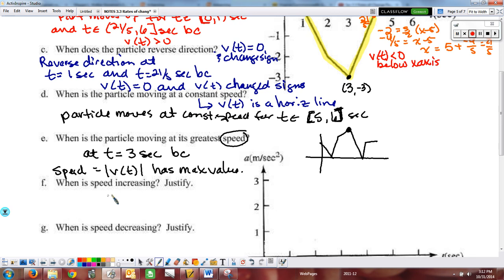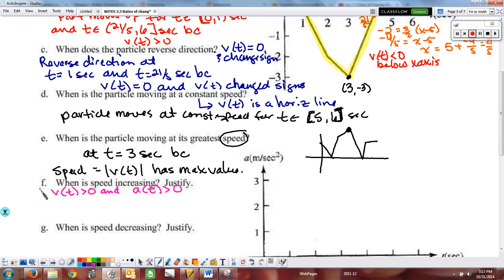All right, now when is speed increasing? All right, now here's our justification. You could look at the speed graph. Okay, here we go. I can see where I'm increasing in two places. Or I can think of it to say I'm looking for where the velocity is going to be positive and your acceleration, your slope, is going to be positive.